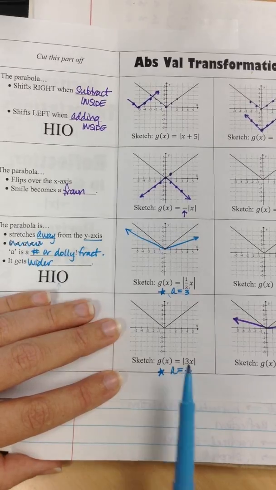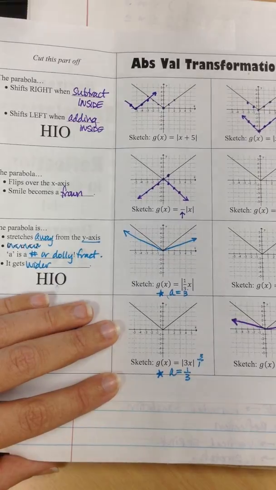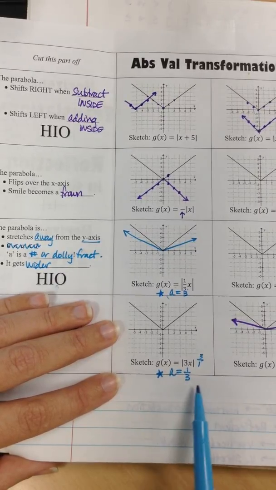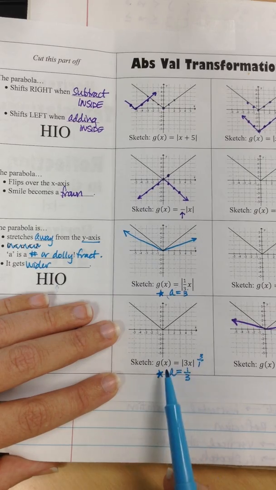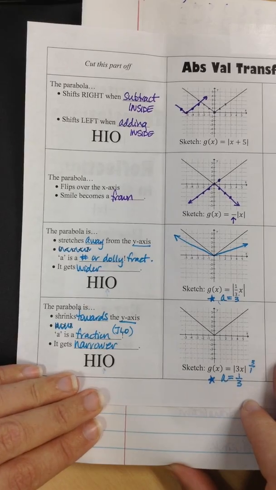Remember, this is just 3. Don't forget, that's the same thing as 3 over 1. So if I flip that fraction, I'm going to get 1/3. My A tells me if I have a stretch or a shrink. 1/3 is less than 1. This is a horizontal shrink.